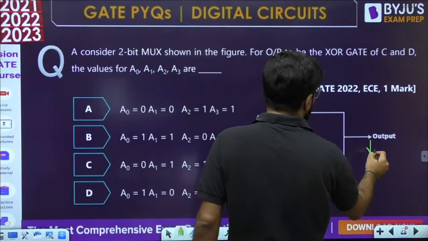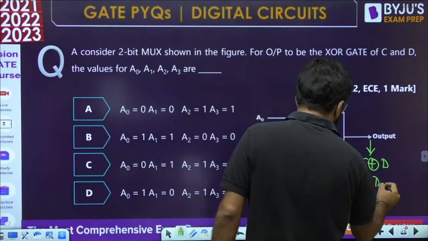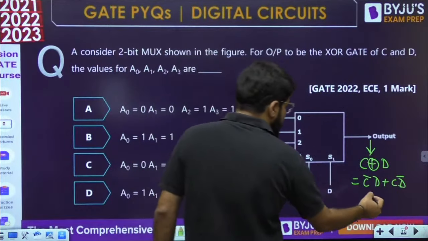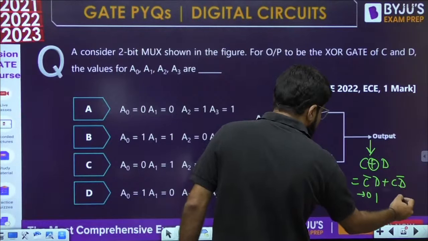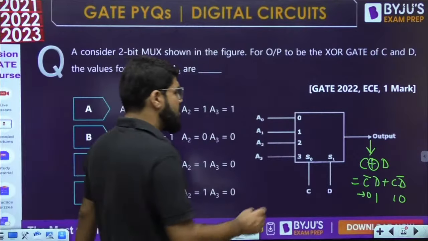Okay, we need the output to be XOR of C and D. That means we want C bar D plus C D bar. Select lines are C D. C bar D corresponds to 0, 1. C D bar corresponds to 1, 0. So the 0, 1 input is selected.